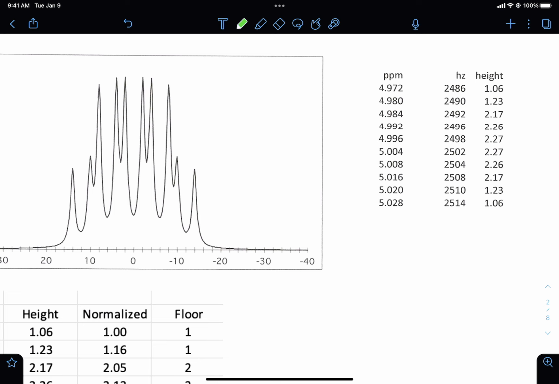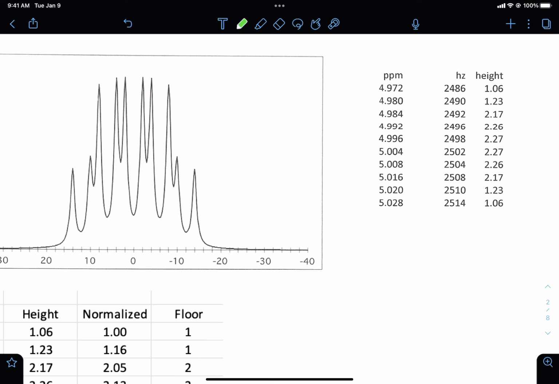Remember these integrations, the height is the integration, which means that a 1 means that it's 1 proton causing that signal. A 2 means that it's 2 protons causing that signal. A 3 would mean that it's 3, or some ratio thereof. 1 could mean 2 protons, and then 2 would mean 4 protons, for example. It's a ratio. But what I like to do is normalize them. So what I'll do is take all these heights and just divide them all by the smallest height.